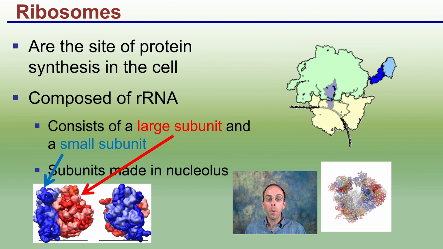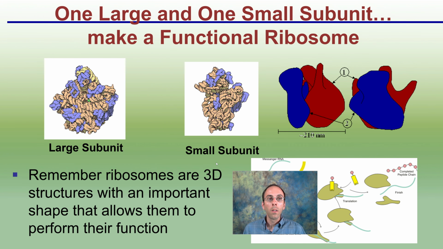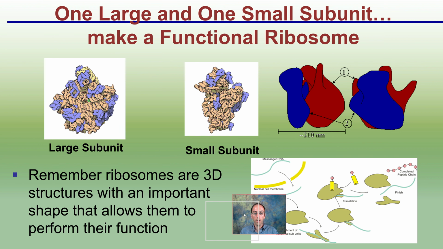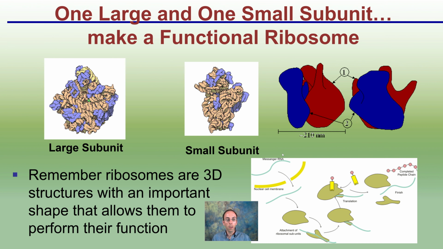And these subunits are made in the nucleolus of the cell. That tends to be the little dark circle you see within the nucleus. Now, one large and one small subunit make a functional ribosome. You need both components to be functional to allow those proteins to be made. So if we look at the image here, remember that ribosomes are three-dimensional, so that's why I show this three-dimensional shape here, and their shape allows them to perform their very important function.